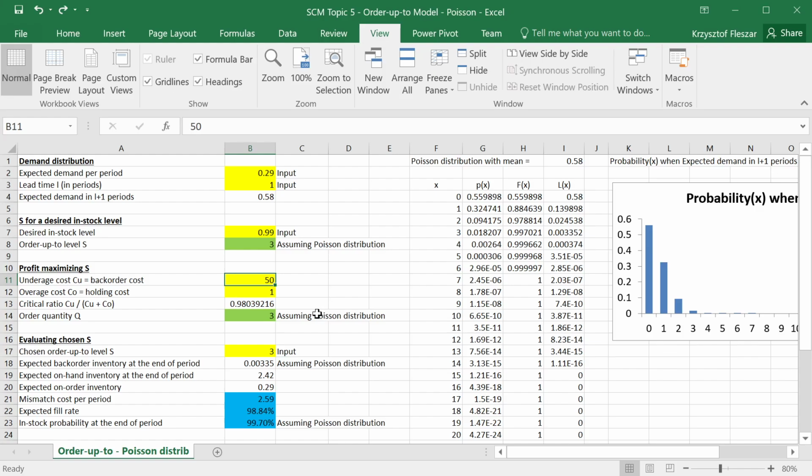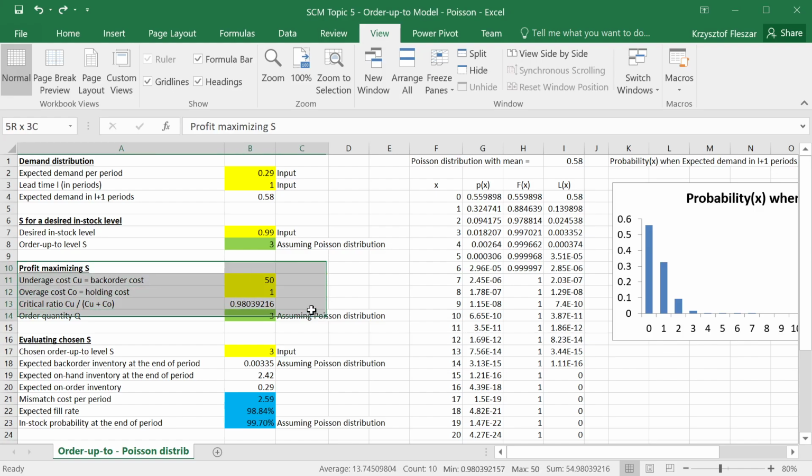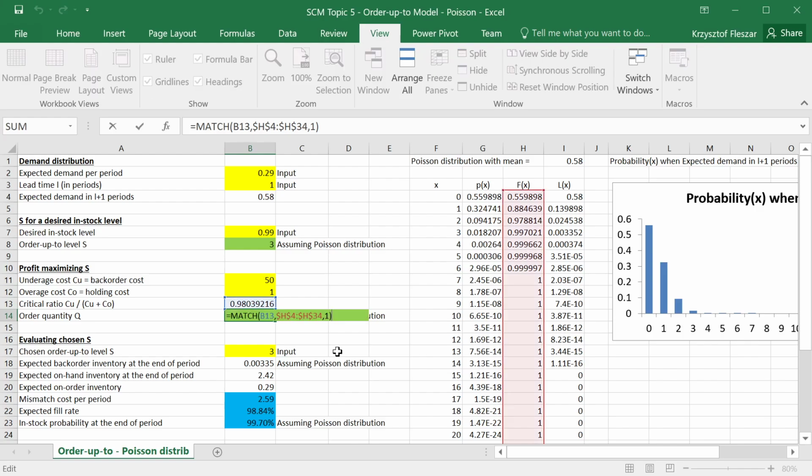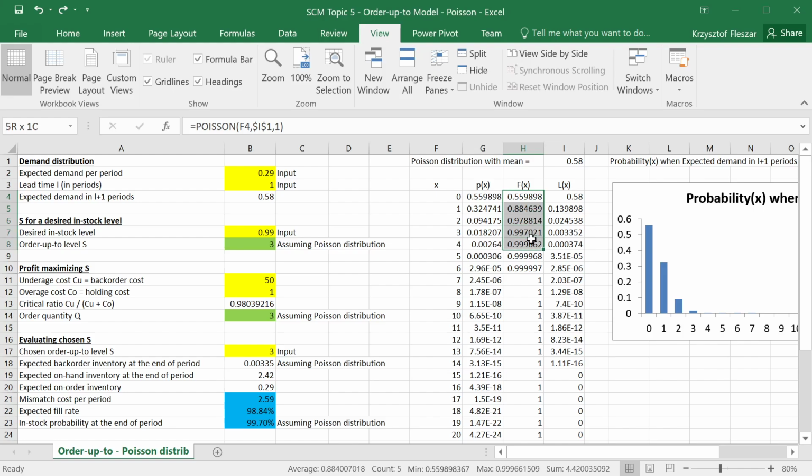Similarly, we can do the calculation for the Poisson distribution. This block does the calculations. Here again, underage cost is 50 and overage cost is assumed 1. As an example, critical ratio the same as before, and now for the order quantity, again, we have to choose S such that the cumulative distribution function is exceeding or equal to this critical ratio, which will be again 3.